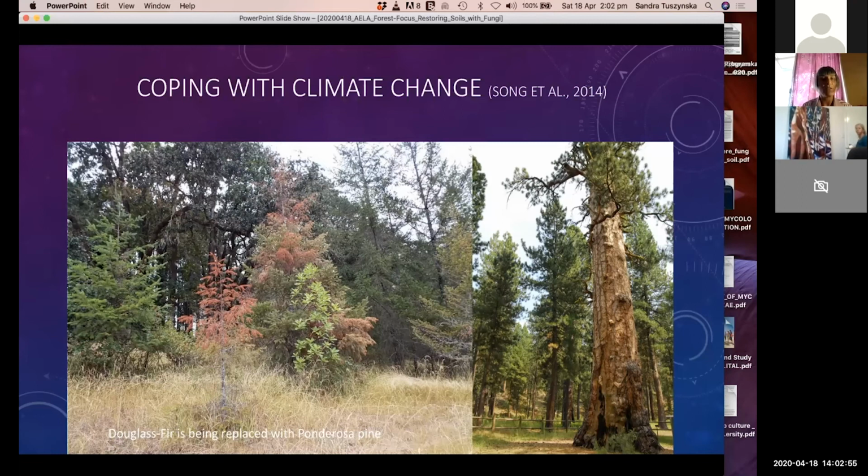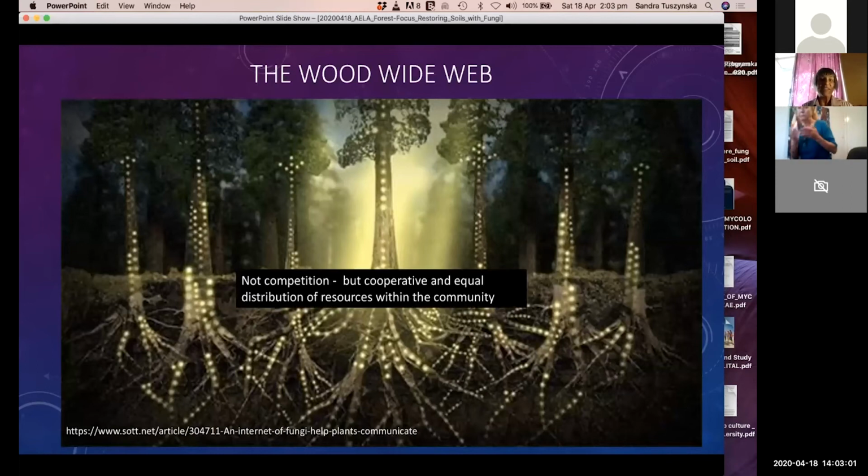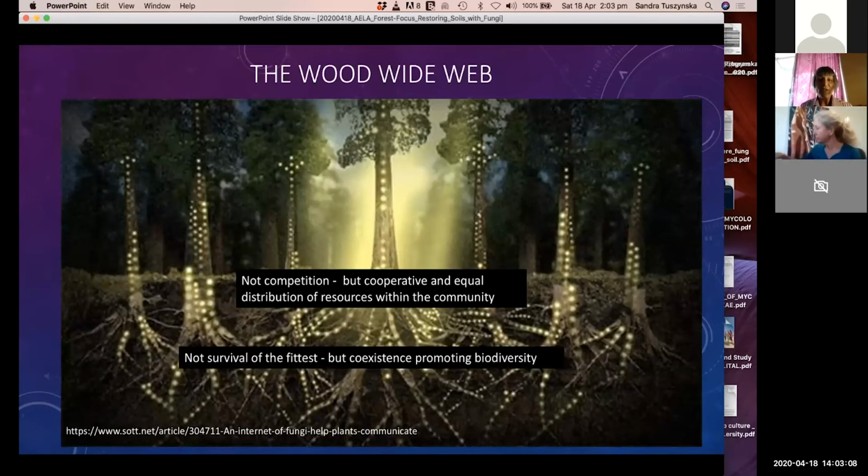And this is one of the things I think it was Ian. So this wood wide web concept, it turns out, goes against scientific thought. It's not a competition, but a cooperative and equal distribution of resources within the community. And it is not survival of the fittest, but coexistence promoting biodiversity. And to me, that's what we should do with our economy, where everything is shared, and the poor get looked after by the rich. Wouldn't that be wonderful?